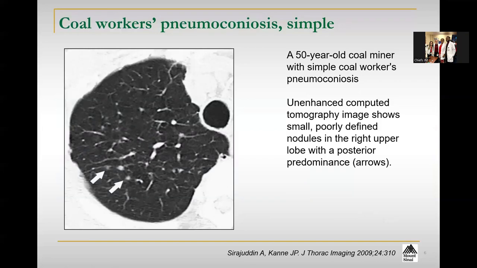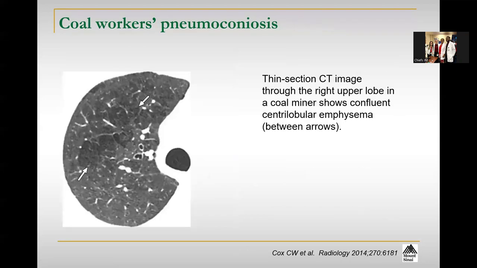So CAT scan, of course, makes things easier in terms of recognition. And here you see some of these macules. You see how they are fuzzy. They are not sharply defined. They are less than 1 centimeter. They tend to be more in the right upper lobe, posterior predominance, and they are throughout the lung. And there is associated focal emphysema next to these nodules usually.